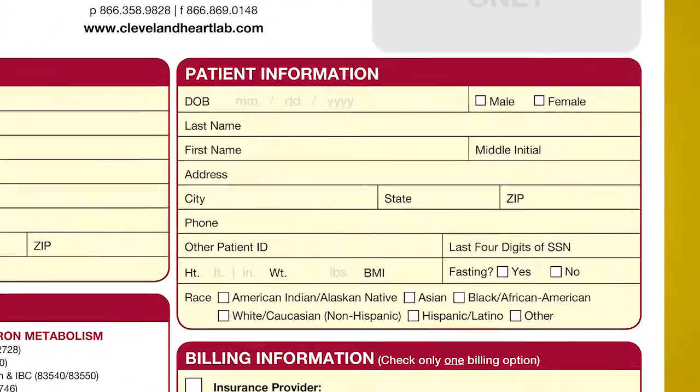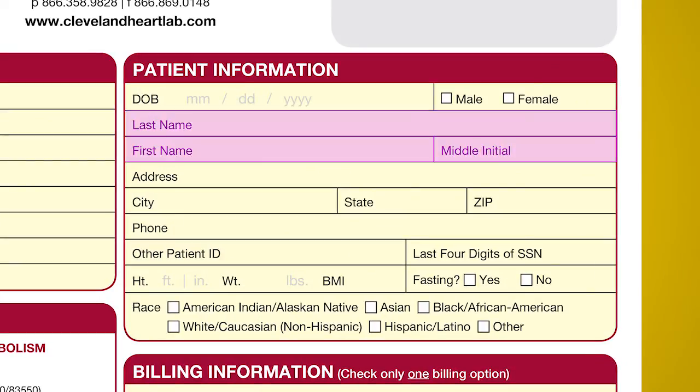Complete patient information is needed, including full name, as it appears on their insurance card, no nicknames, patient gender, patient date of birth, patient address, and the last 4 digits of their Social Security number. We use this as a unique identifier for historical reporting. For your convenience, we have provided fields for height, weight, BMI, fasting status, and race. This information will appear on your patient's reports along with the results.